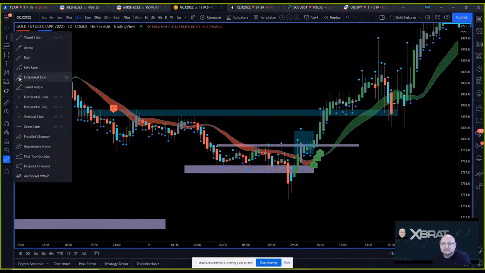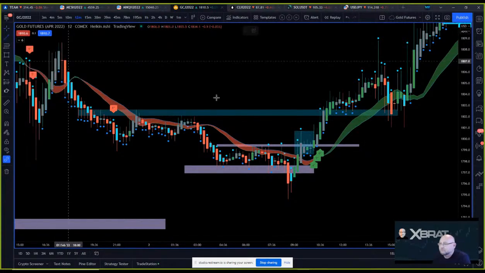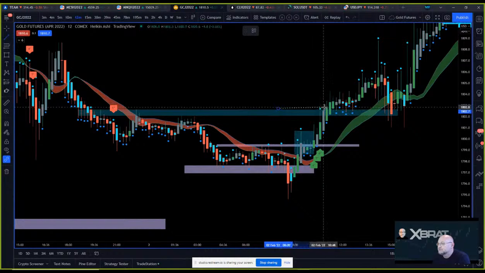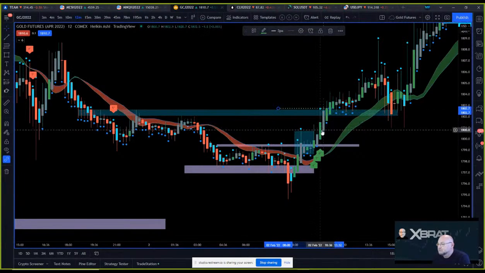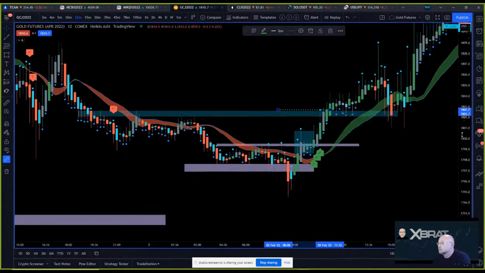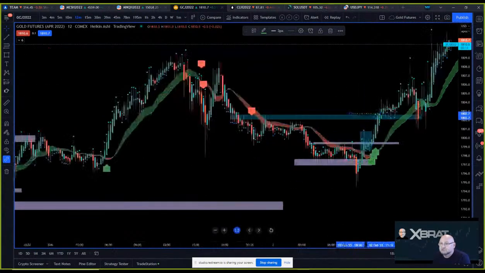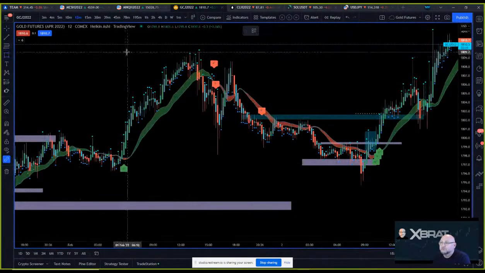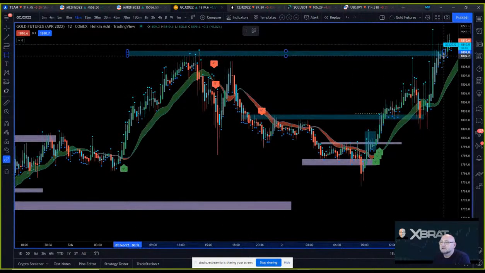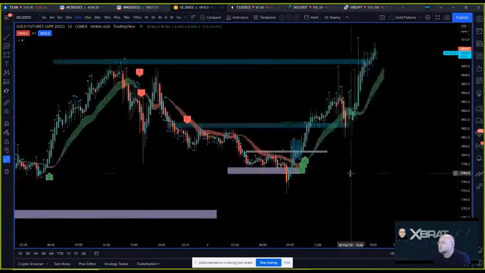Entry, again, sensibly for me, above this resistance zone, okay? Just above the 6-star buy. Where's my next sort of resistance? That's at those tops there from the previous day, around about there.